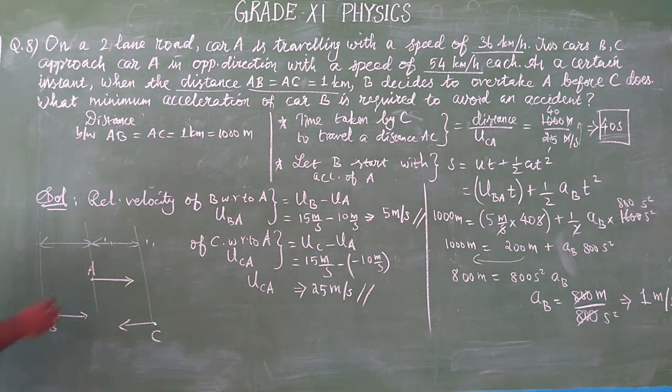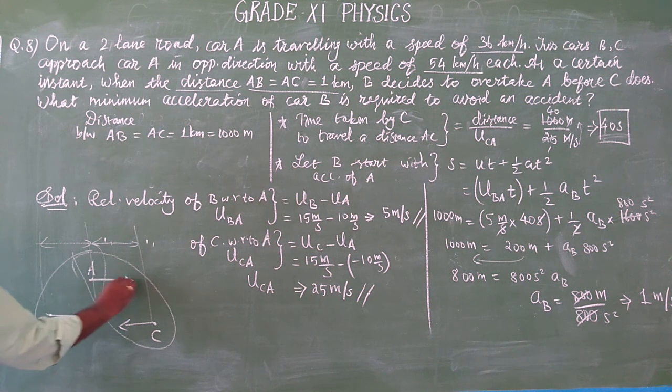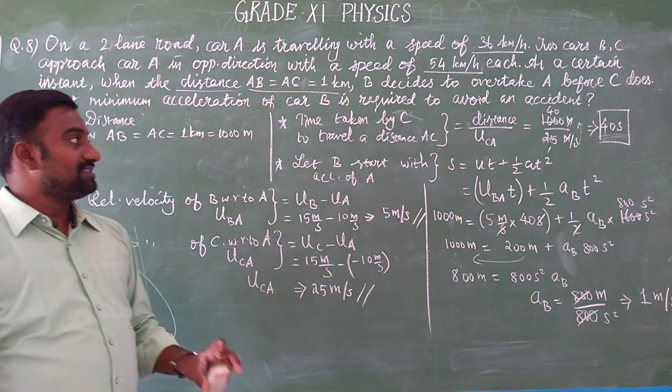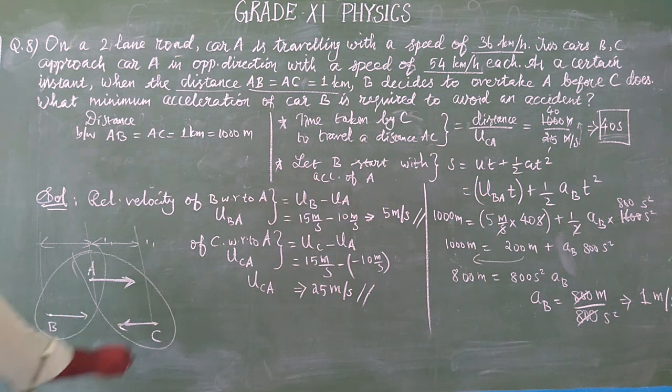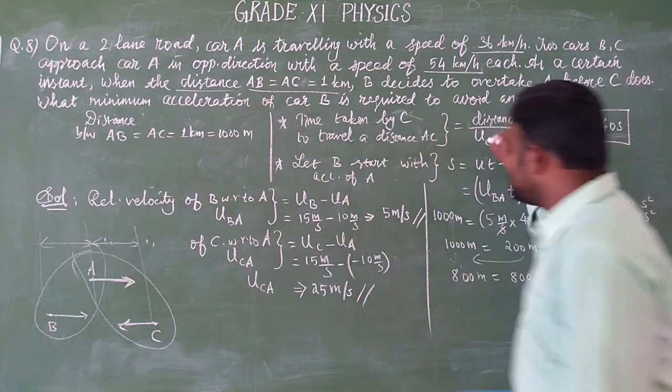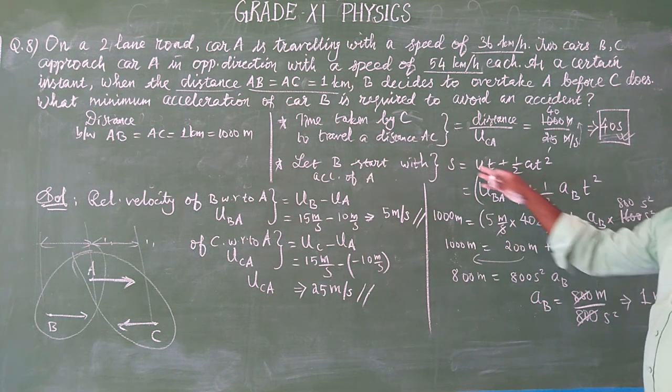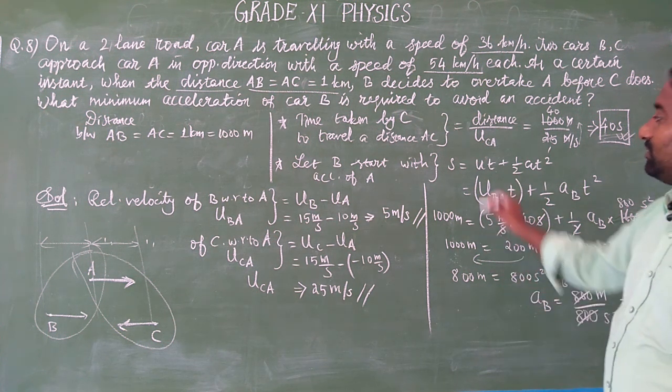After that, first you find the relative velocity of car B with respect to A. Both are in the same direction, so directly we can get the value. But the relative velocity of car C with respect to A is in the opposite direction. So C is opposite to that of A, so here we introduce minus. So we got the separate relative velocities. Now we want to find the time taken by car C to reach A. So time taken is equal to distance by relative velocity. So from that we found the time taken. Using this time only, we are going to determine the acceleration by these conditions.